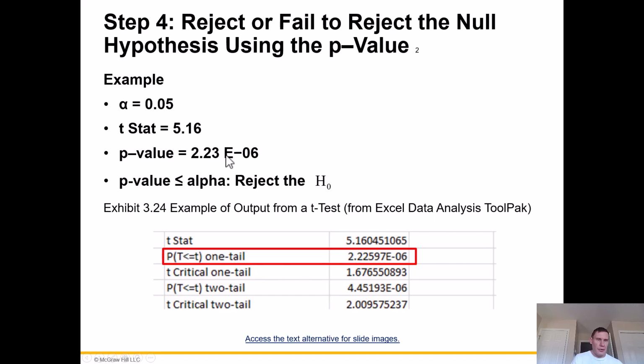So as an example, the alpha is 0.05. As I said, that's pretty much typical in most research studies. The t-stat is 5.16. The p-value is 2.23. So the p-value is less than or equal to alpha, reject the null hypothesis.